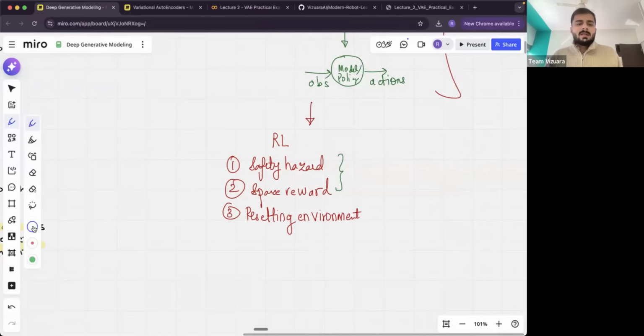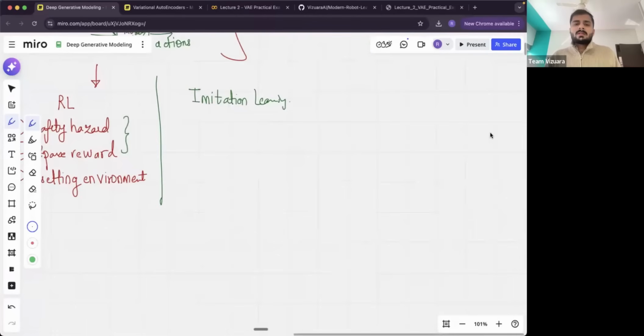After reinforcement learning, another parallel stream emerged, which is called imitation learning. Now, in imitation learning, we learned something very important. In imitation learning, you have a robot model, which is also called a policy. The policy takes in observations and predicts actions.